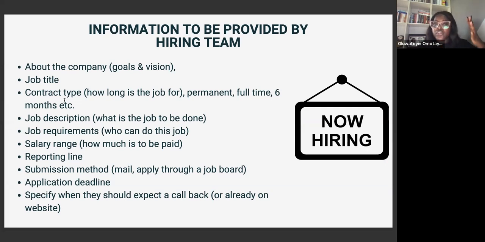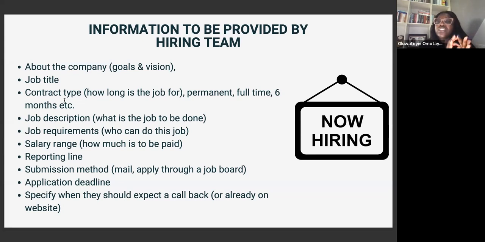So when you design the form, it should carry your company, your goals, and your vision. Of course, in summary, you should also have the job title clearly written. You should also specify the contract type. How long is the job for? Is it a permanent job? Is it a full-time job? Is it a 6 months job contract? Is it an internship? Is it a volunteering role? You need to be clear about that.